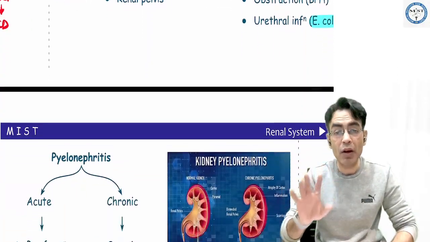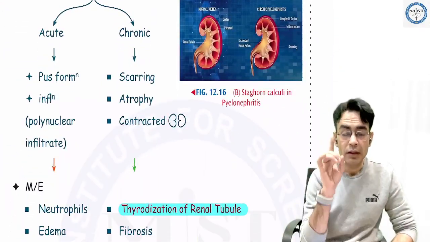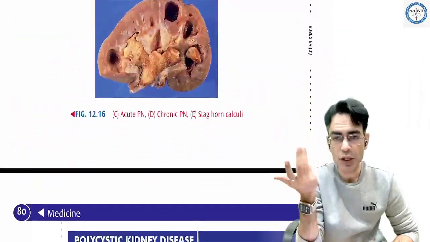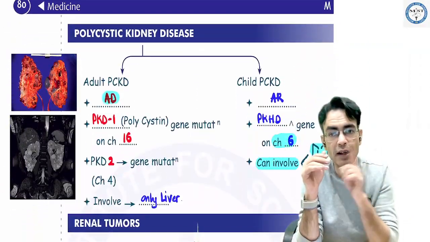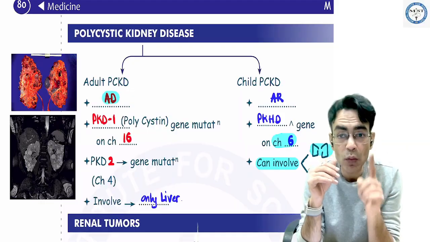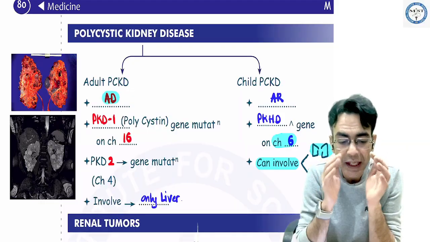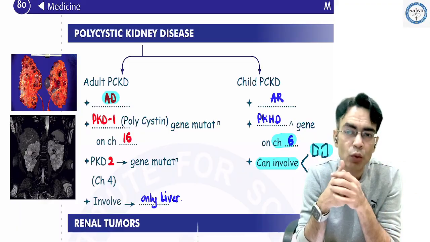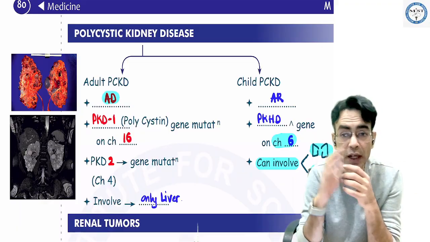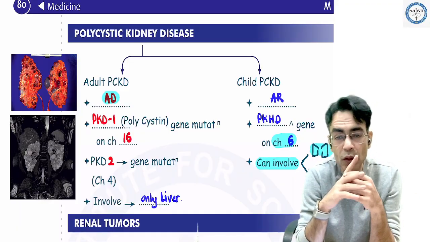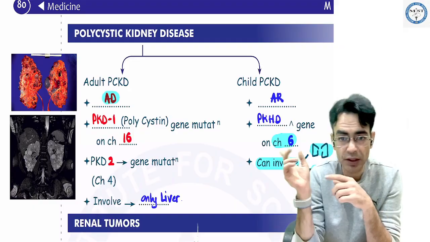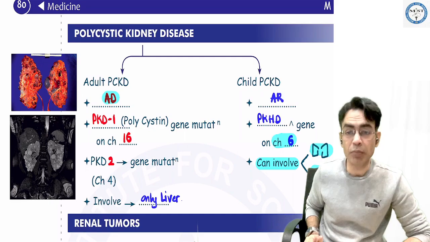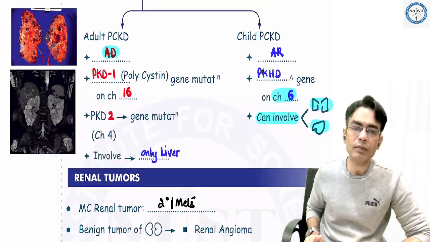मैंने आपको बोला chronic pyelonephritis आपको याद रखनी है. Thyroidization of the renal tubule and staghorn calculi. ठीक है, इसमें कुछ है नहीं. Polycystic kidney disease, adult and childhood. Adult is AD, PKD1 and PKD2 gene defect. It is less severe in comparison to child because the cyst which we are seeing is only seen in the liver, whereas in childhood it is AR in inheritance, PKHD gene present on chromosome number 6. It can involve lungs and your kidney both, so more dangerous.